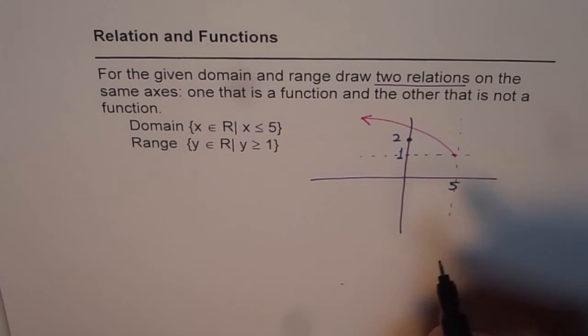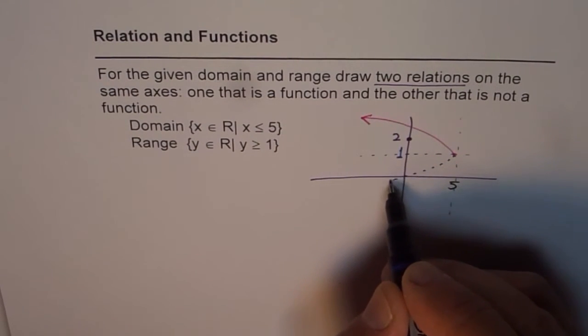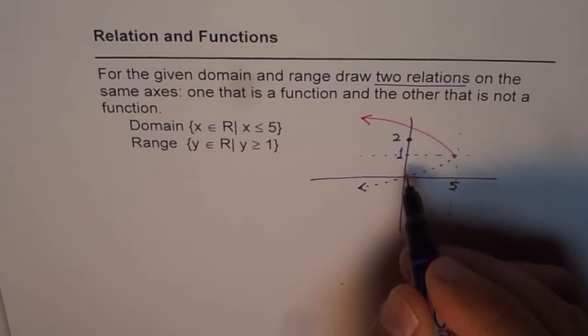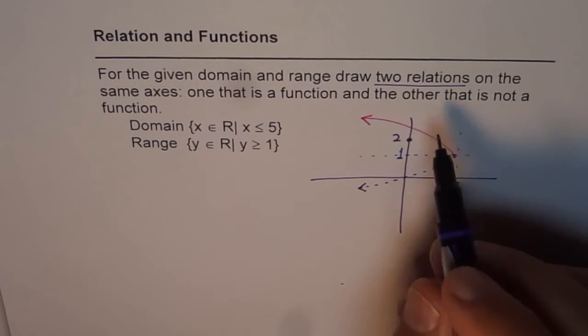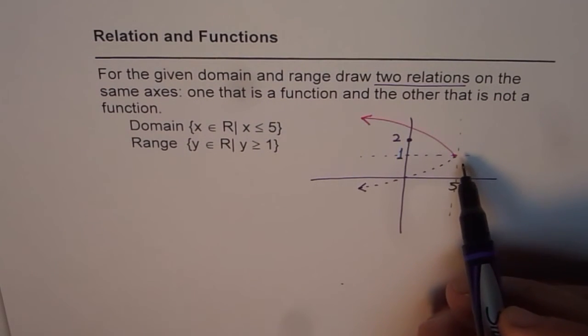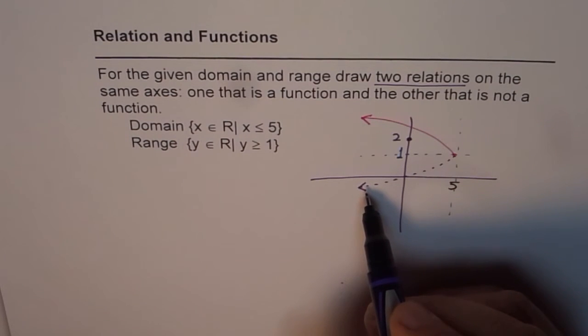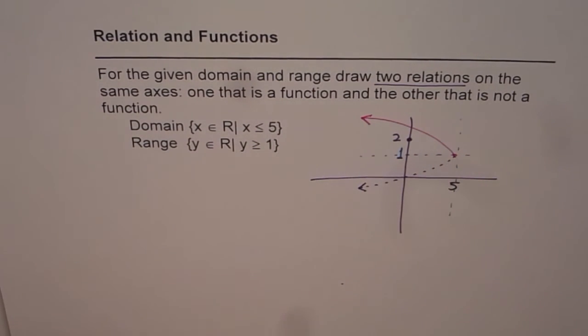Or alternately, we could also have done something like this. We could have drawn like this, correct? So in that case, this relation fails vertical line test. So either one could be a solution as the second relation. So a combination of these two is a relation which is not a function, and if you consider just one part of it, then that relation is a function. So that is how we can answer this question.